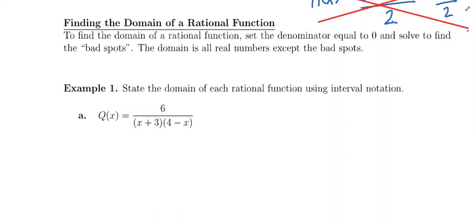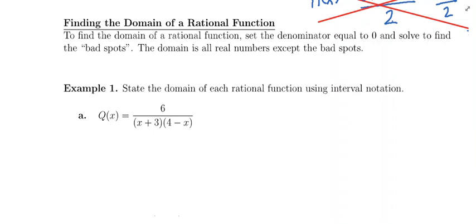One of the prior sections that we studied rational functions in was section 3.1, when we learned to find the domain of a rational function from its equation. So we're going to spend a few minutes just reviewing this concept. To find the domain of a rational function, you need to set the denominator equal to 0 and solve to find the bad spots. The domain is going to be all real numbers except the bad spots.